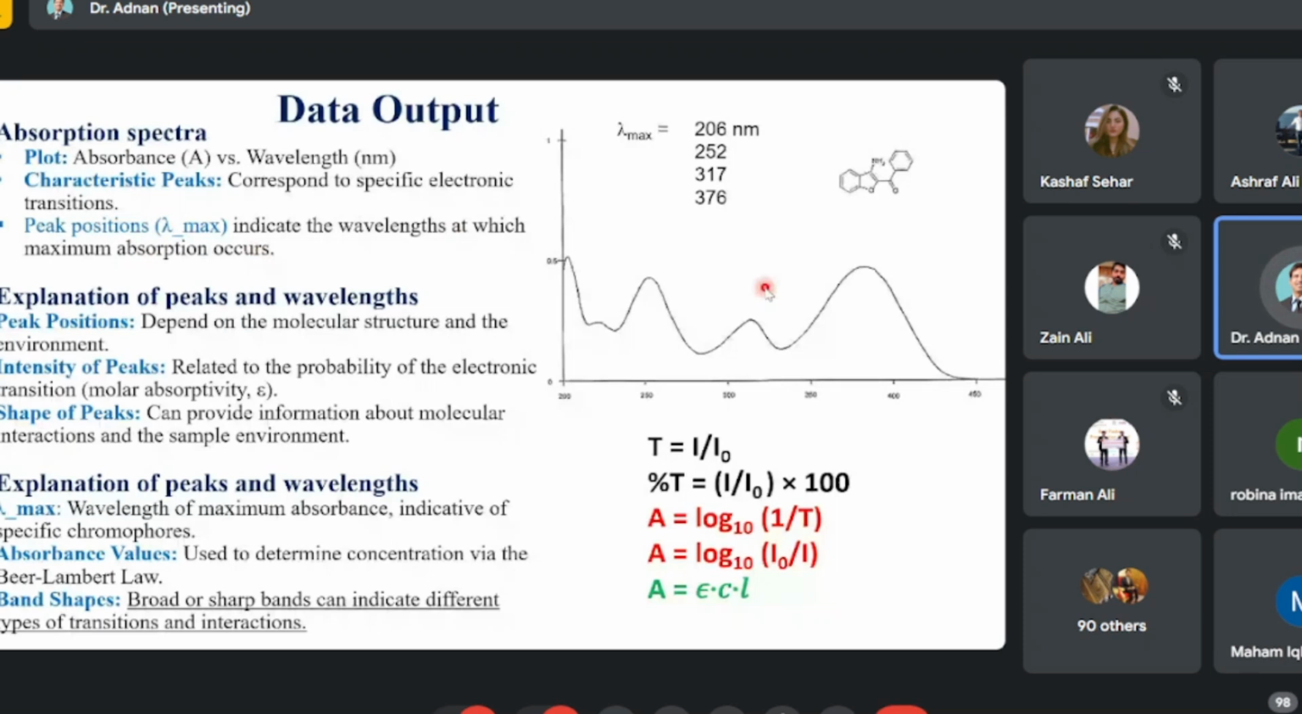For example, in this case, for this compound, the lambda max is 206. There are other peaks also, like this one at 252. This one is 252, this one is 206, that is the lambda max. This one is 252, this one is around 317, and then 376. So this one is the lambda max of this compound, but you have to remember there will be other characteristic peaks along with this, through which you can identify whether this is this compound or not.